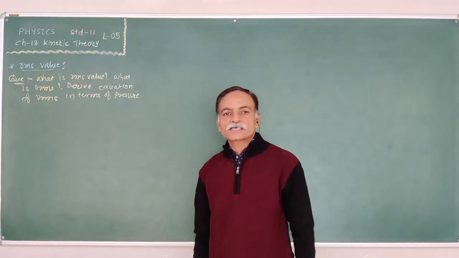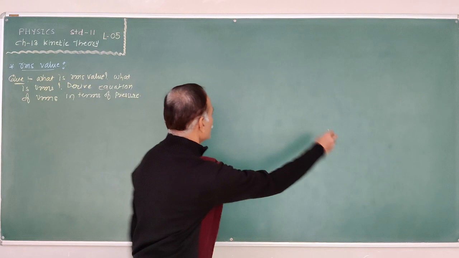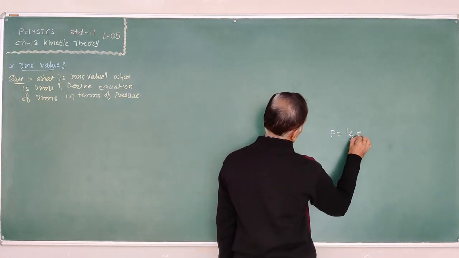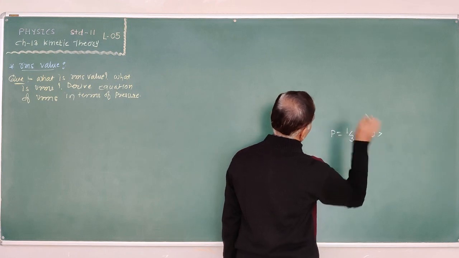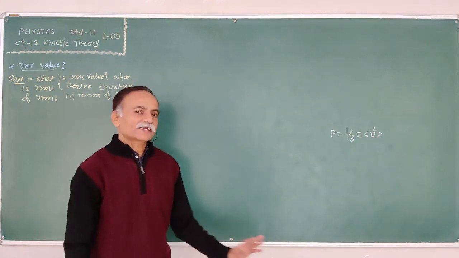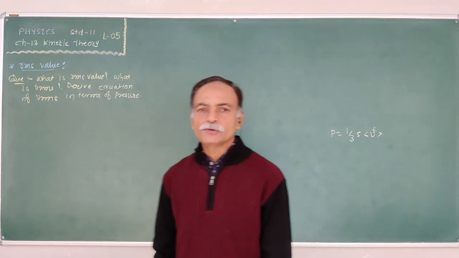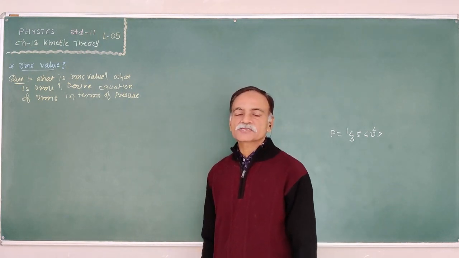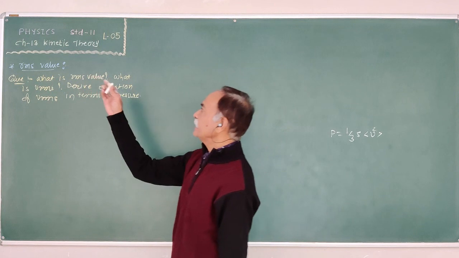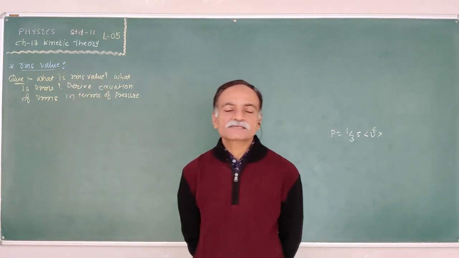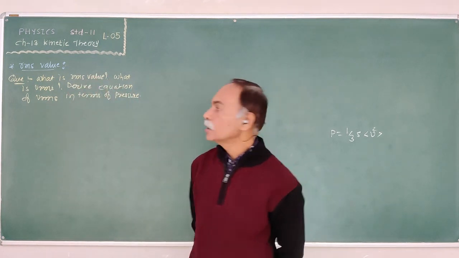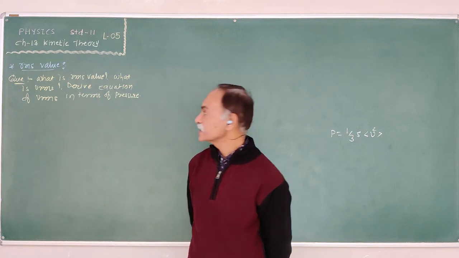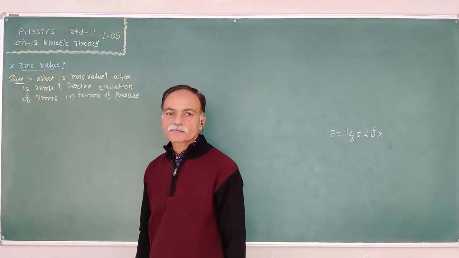We just derived the equation of the pressure: P is equal to 1/3 rho average V square. After that, what is the RMS value, the root mean square value? We need to obtain the RMS value of velocity, that means, what is VRMS, and derive the equation of the VRMS in terms of the pressure.